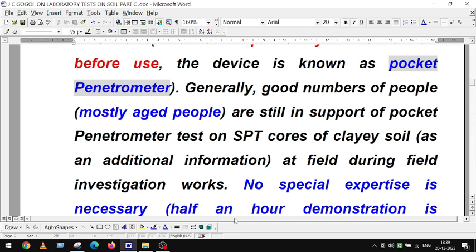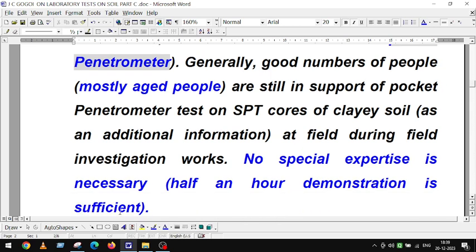No special expertise is necessary, and half an hour demonstration is quite sufficient to use this small apparatus, and one can easily say what is the compressive strength. There is a scale. With that scale, one can read the readings.